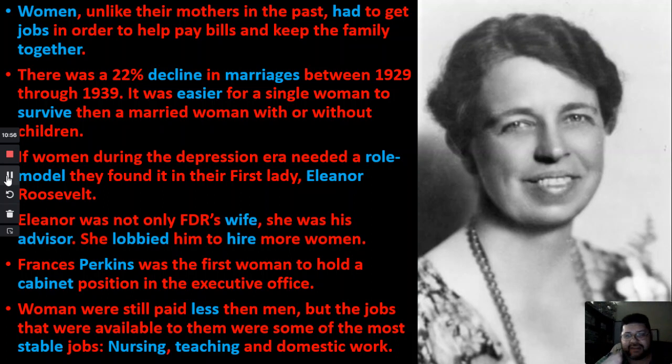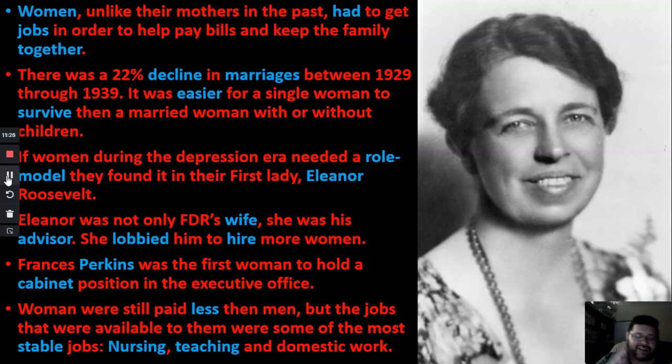So we'll be talking about that a little bit later, especially one particular program which she went personally to see and endorsed. And again, like I said, we'll talk about that in another couple weeks. But one of the things she told the president, her husband, was you need to hire more women. And he's like, okay, sure. So the first woman to hold an executive cabinet position was Frances Perkins.